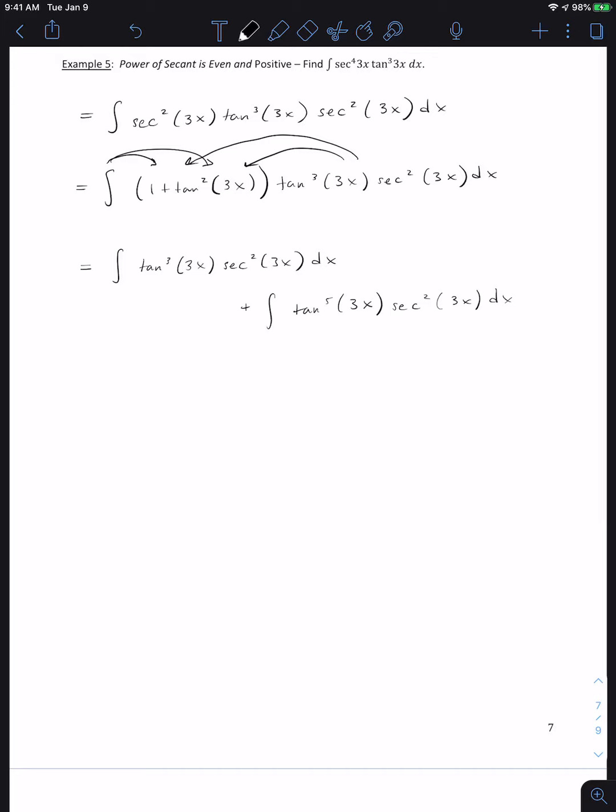Okay, so to solve these integrals, again, you can do them, they're u substitutions. And my inside function is going to be tangent, right? Because this time it's going to be tangent of 3x, right? Because the derivative of tangent is secant squared.